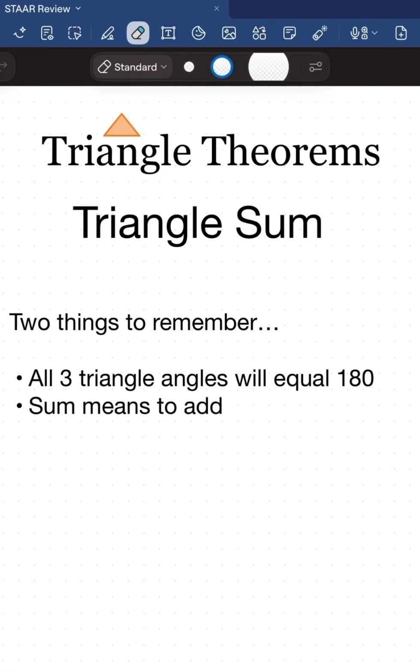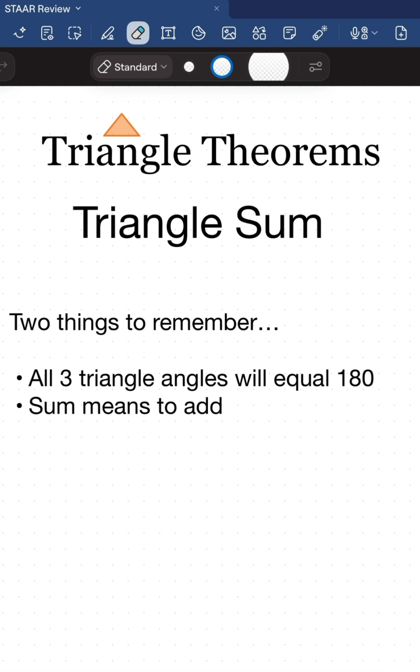So let's take a look at our triangle theorems. This is part one where we'll look at triangle sum. Two things that we need to remember: all three angles in a triangle will equal up to 180, and sum simply means to add.